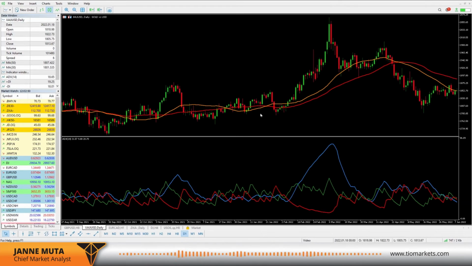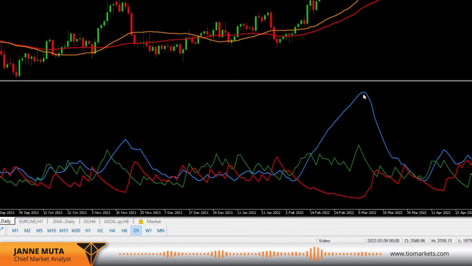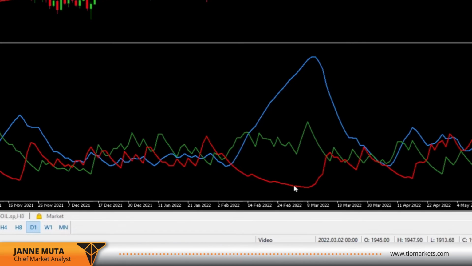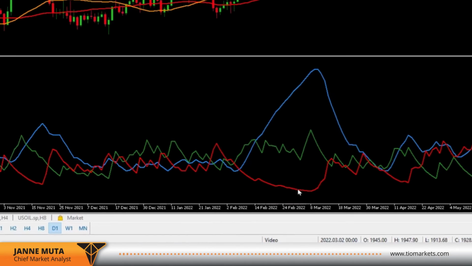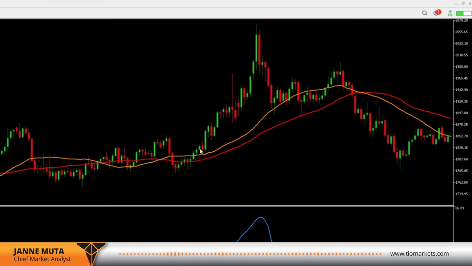Okay, here's the indicator on gold daily chart. As you can see, down here we have three lines. We basically have the ADX line, which is in blue, and then we have the DI plus line in green and the DI minus line in red. And the idea is that when you have the green line above the red line, then there's an uptrend. And as you can see on the chart, yes, the price is moving higher quite strongly actually.